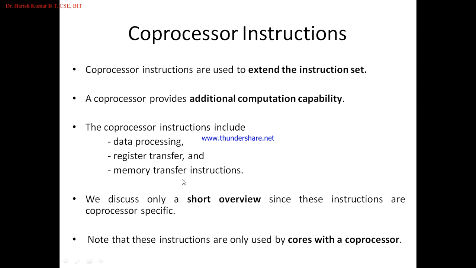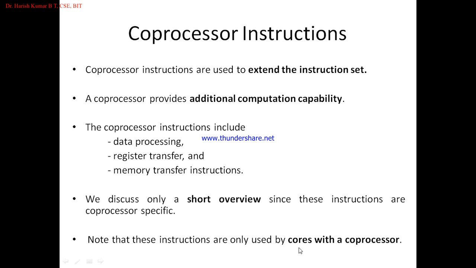Till now, the instructions we understood are the main processor core instructions. Now what we understand is the instructions that can be executed by the coprocessor. We are not going to discuss this in detail. We discuss only a short overview of this, because the coprocessor is not the main concern here for our discussion.